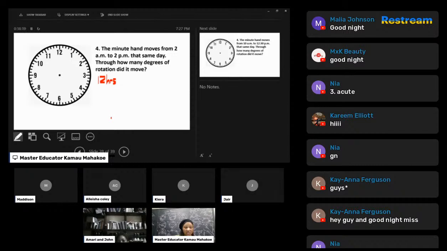Miss, we could do 12 over 60. No, miss. It has made 12 complete revolutions. Oh, wait, miss, 12 over 24. Why? Oh, miss, because there are 24 hours in a day. But it has just moved 12 hours. Yes, miss. But we want to know how many degrees of rotation.